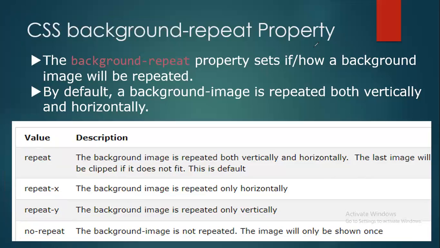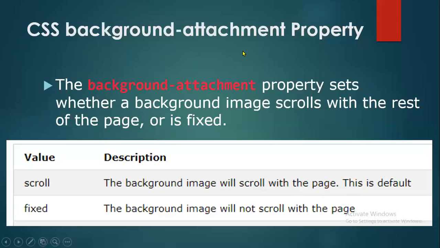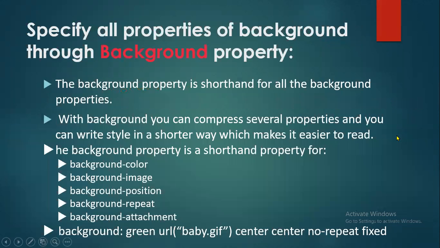Okay, so this way you can do such things. After this, we have the next property, which is the background-attachment property. If you want to fix the position of your picture, you can do that. How can you do that? By default, the value is scroll. If you want to make it fixed, you can set the property to fixed. The background image will not scroll with the page. Only your page would be able to scroll, but not your background. Okay, I hope this is clear.